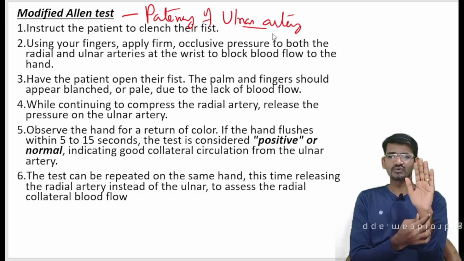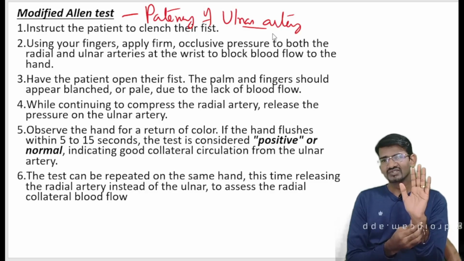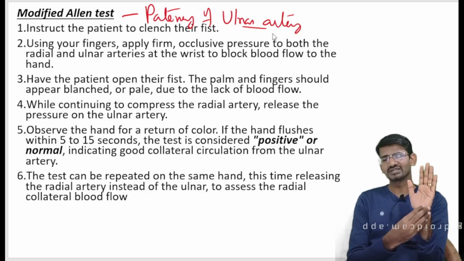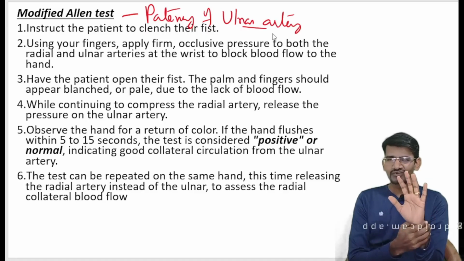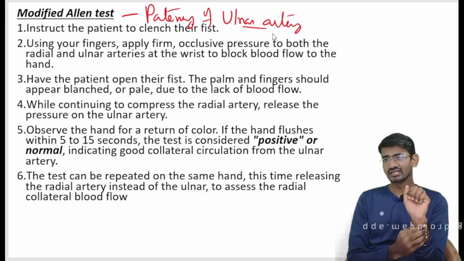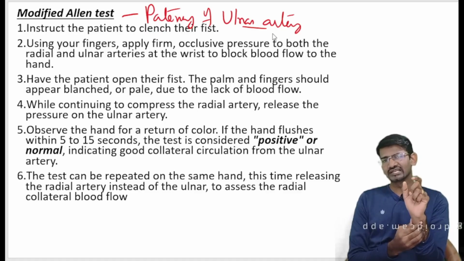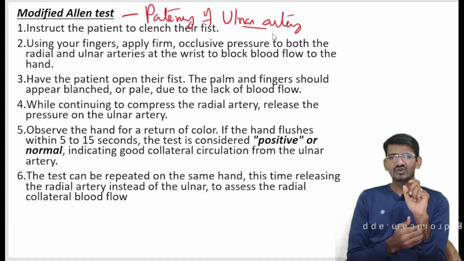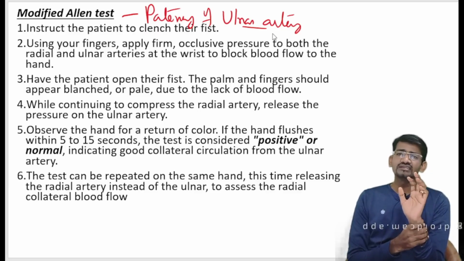Within 5 to 15 seconds, if the palm turns pinkish in color, that means blood is being supplied from the artery, that is the ulnar artery. So your palm will turn pinkish in color within 5 to 15 seconds. This is considered to be the positive or the normal Allen test. That indicates there is proper, good collateral circulation from the ulnar artery. So this is how we do the Allen test.